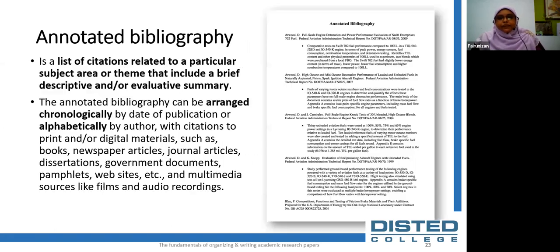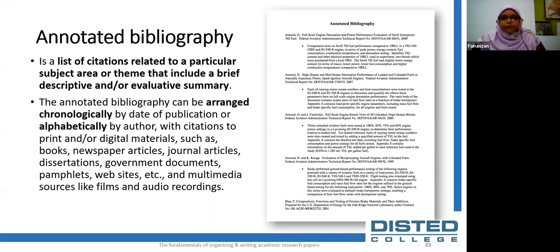Next slide, please. Annotated bibliography. What is an annotated bibliography? An annotated bibliography is a list of citations to books, articles, and documents. Each citation is followed by a brief descriptive and evaluative paragraph, called the annotation. As you can see on the screen, there are some examples.